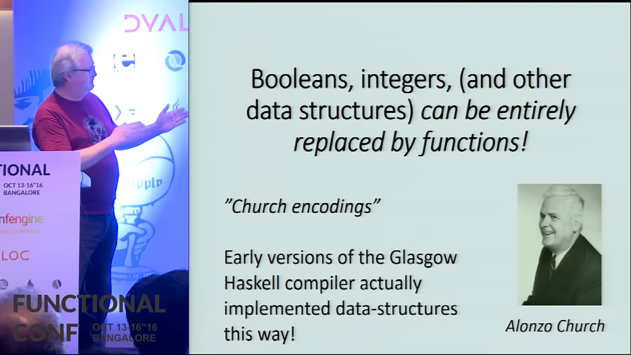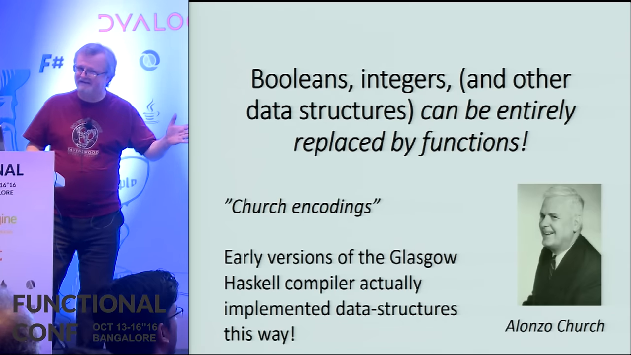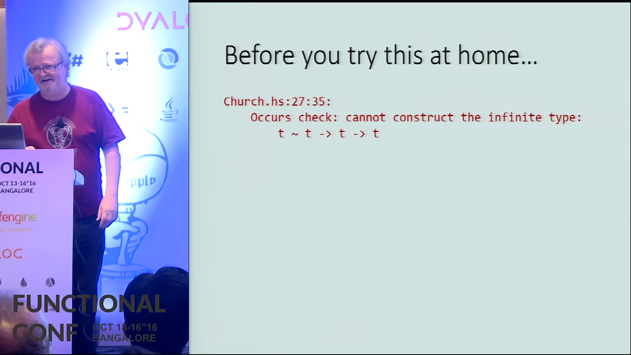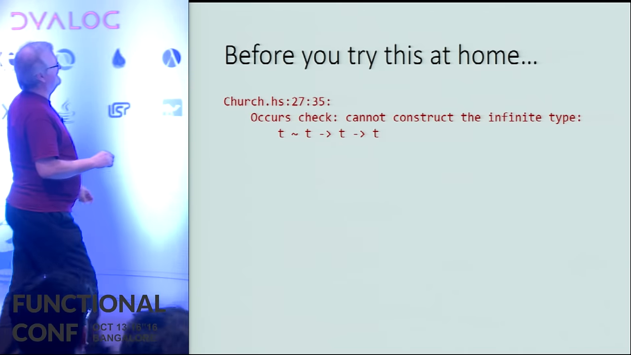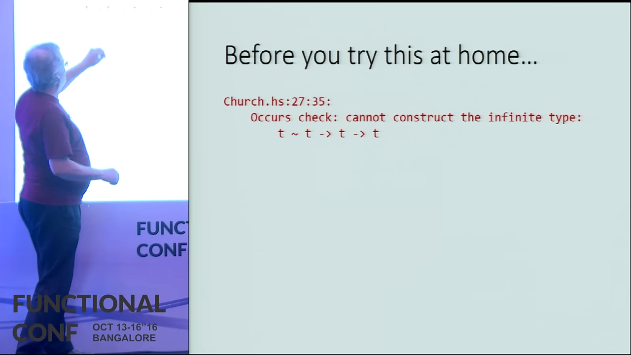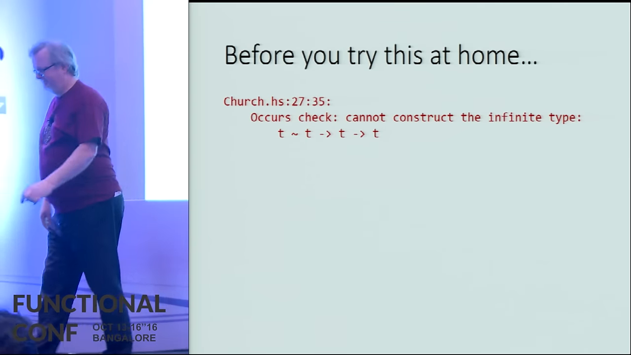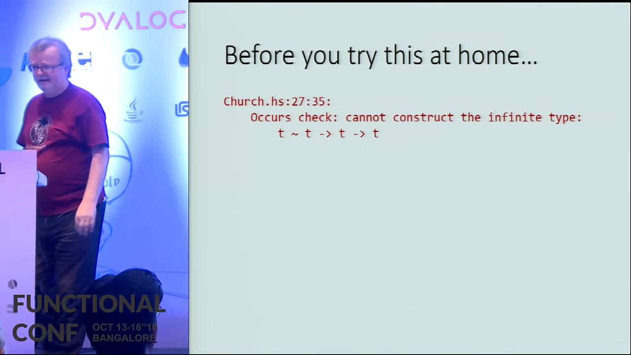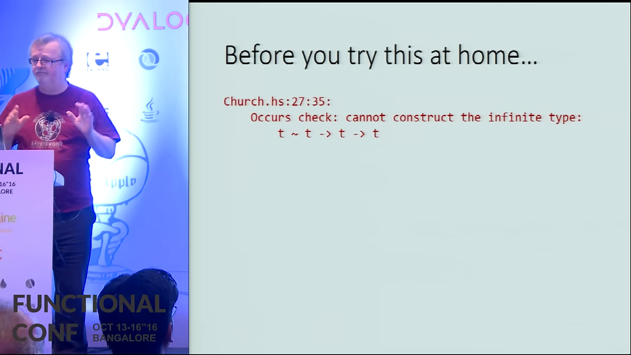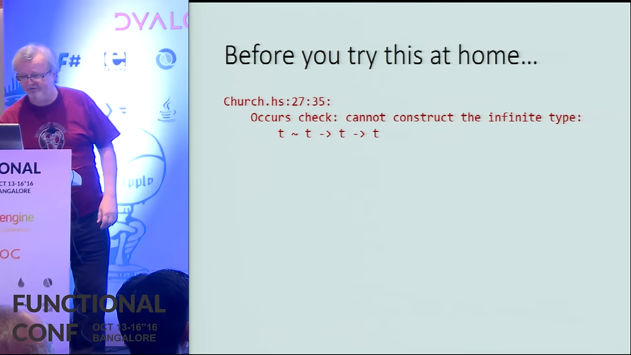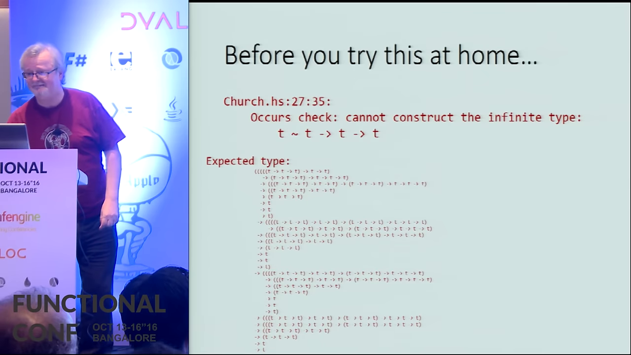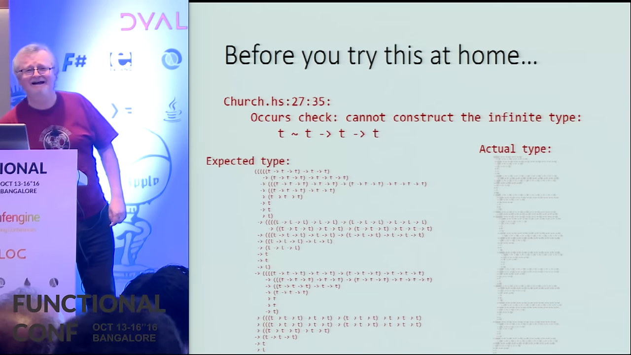So I should warn you, I've shown you the Haskell shell evaluating these things. If you try it at home, you're going to get an error message. GHCI says that the occurs check failed. We can't construct an infinite type blah. Okay, that sounds kind of serious. It's a little hard to tell just from that message what the problem is, though. But don't worry, GHCI is very helpful. It tells you it was expecting this type. But it got this one.